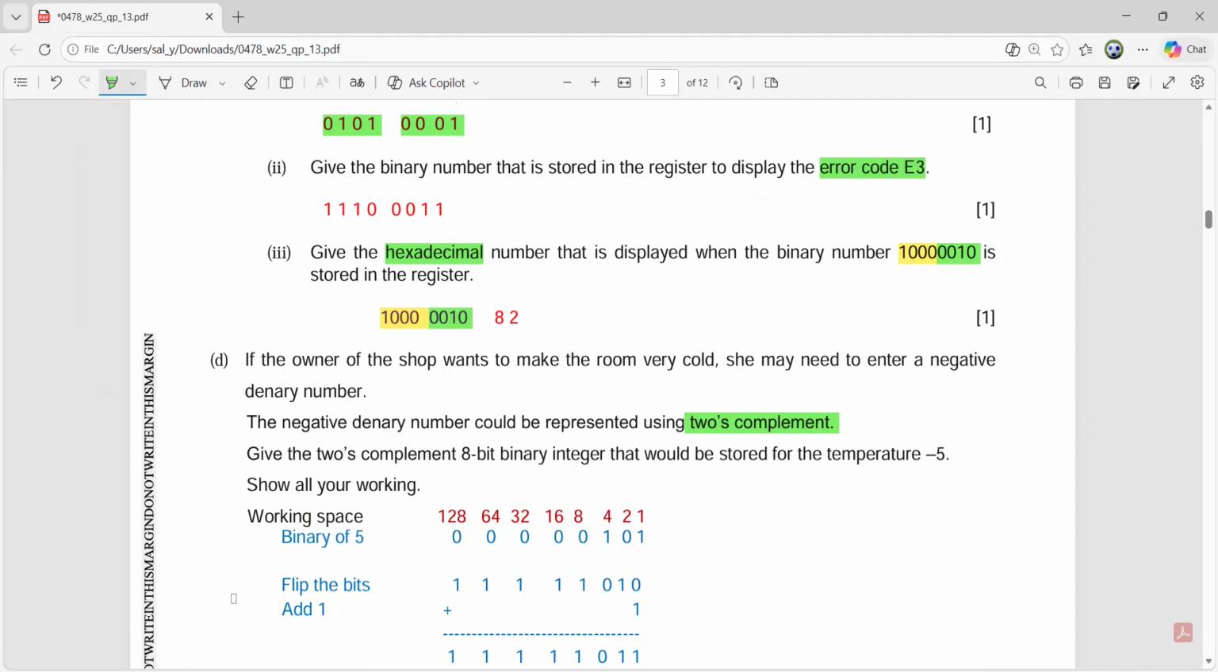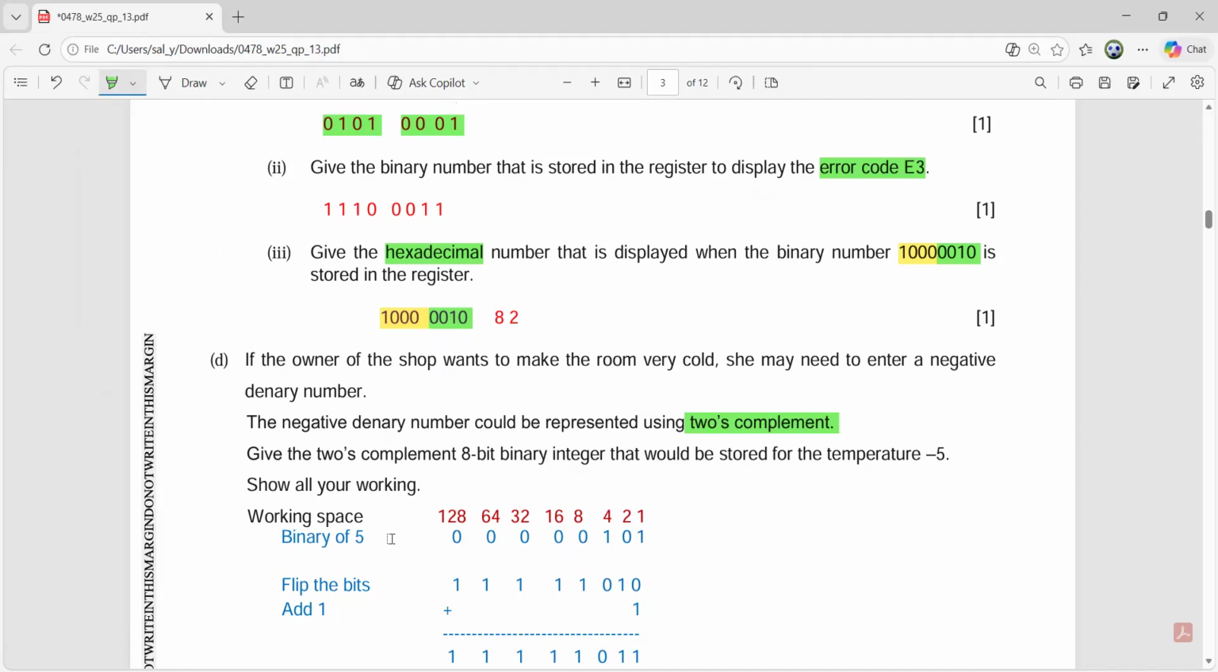Second stage, stage number 2, is flip the bits. All zeros become ones and all ones become zeros. 0 becomes a 1, 0 becomes a 1, 0 becomes a 1, 0 becomes a 1, 1 becomes a 0, 0 becomes a 1, and 1 becomes a 0.